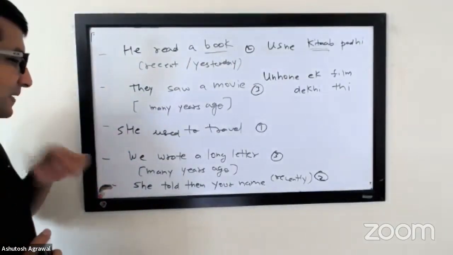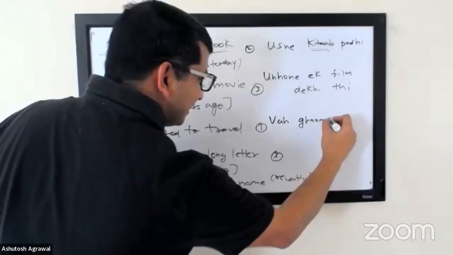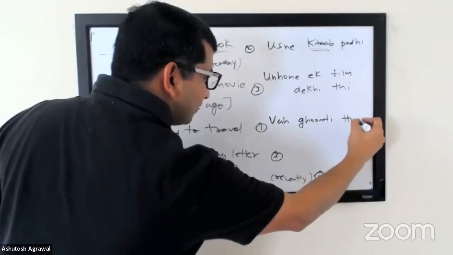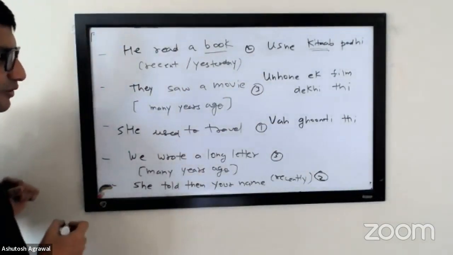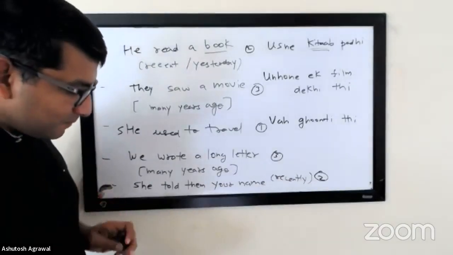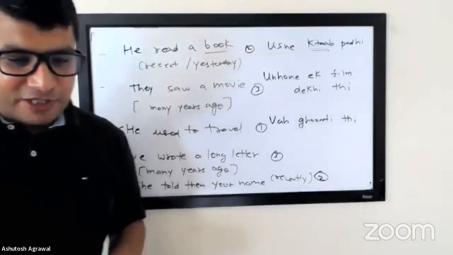Donna ji, she used to travel. वह घूमती थी. Okay, वह घूमती थी. If you make a compound verb, let's say you want to, which is what you were trying to do before, a compound verb like travel: ghumna plus jana. Okay. One more time. वह घूमने जाती थी, right?